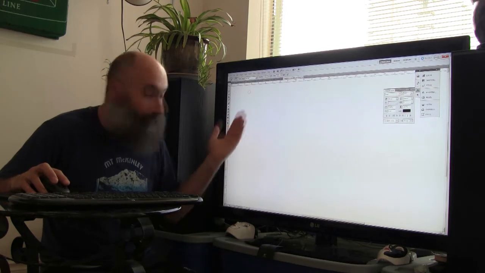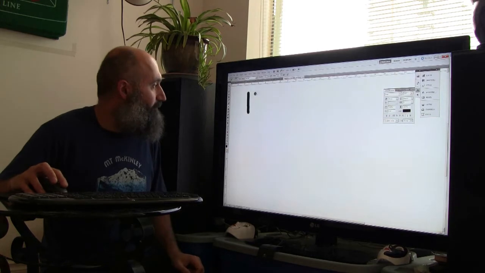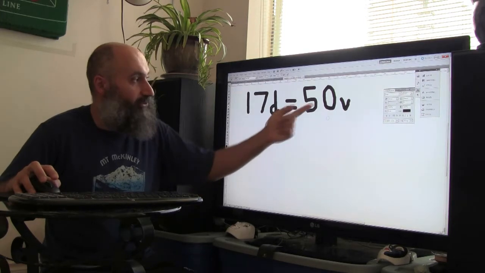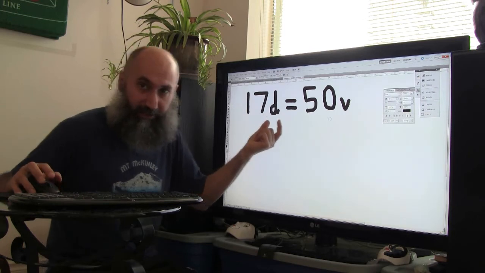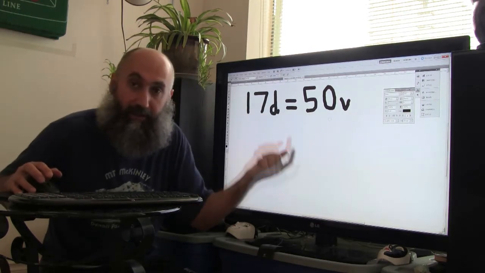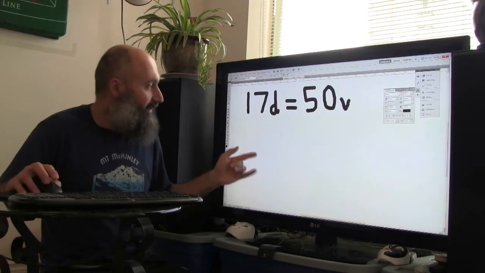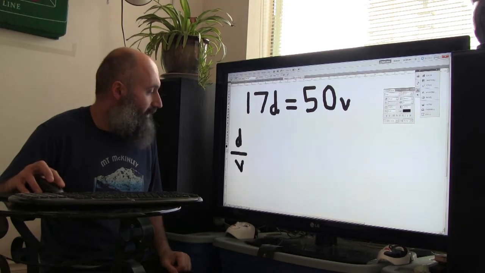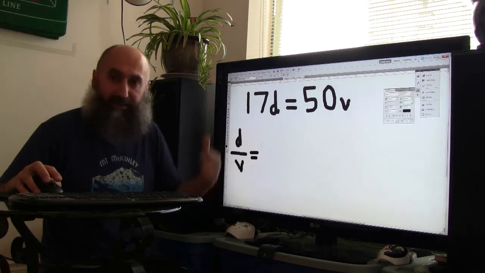This is our unit conversion anchor point. So 17 days is equal to 50 videos. 17D, D for days, is equal to 50V, V for videos, right? And these are our units. D represents days, that's a unit, and V represents videos, or units of videos, right? So the ratio I'm going to set up is D over V, days over videos, okay? And our anchor conversion point here is 17 is equal to 50.